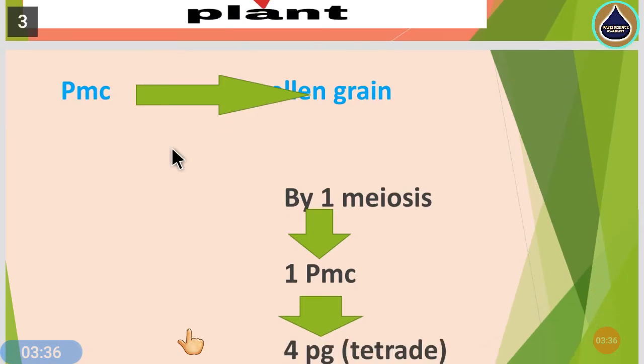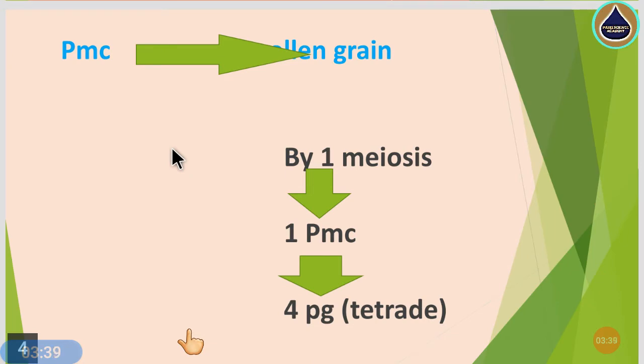Now we'll go for the number of cell divisions that is needed for the formation of this pollen grain. Dear students, you can see here the term PMC, meaning pollen mother cell. This pollen mother cell is a diploid cell having 2n number of chromosomes, and it is needed for the formation of the pollen grain, because the pollen grain eventually forms the male gamete by the process of meiosis cell division.